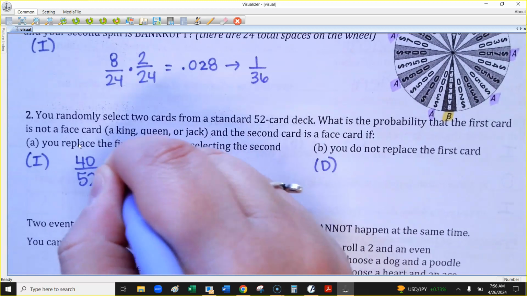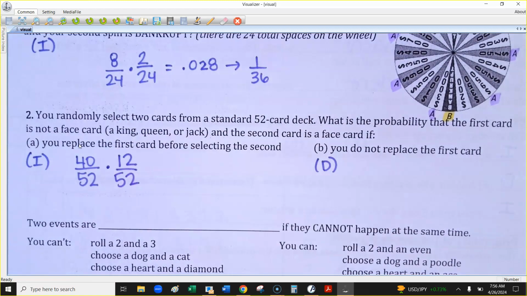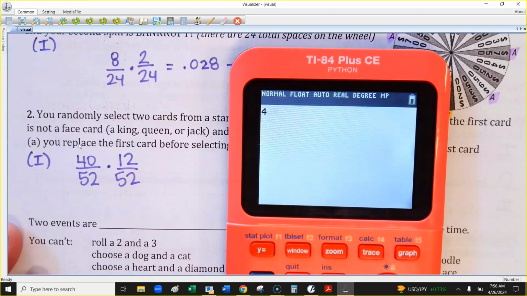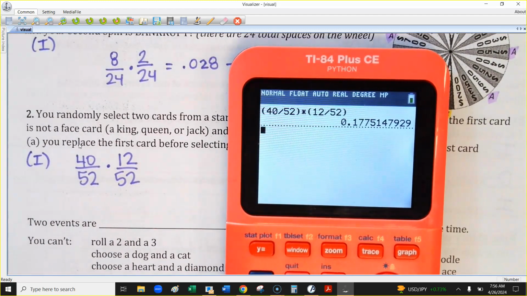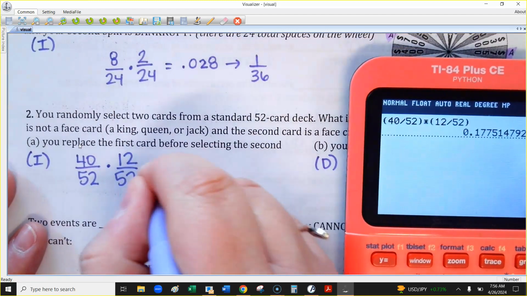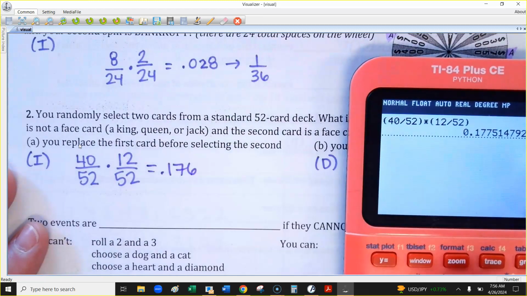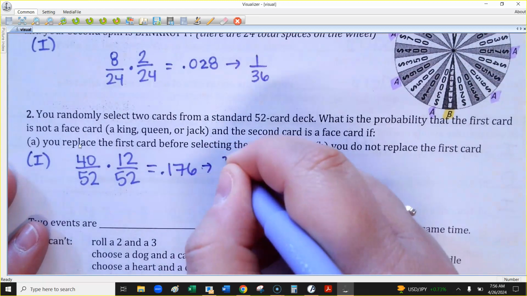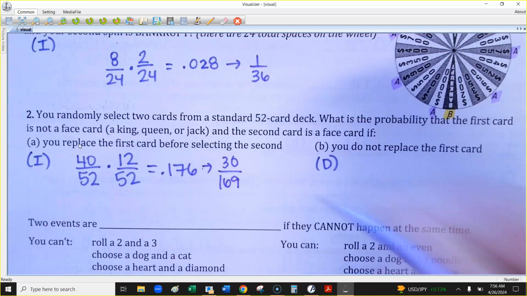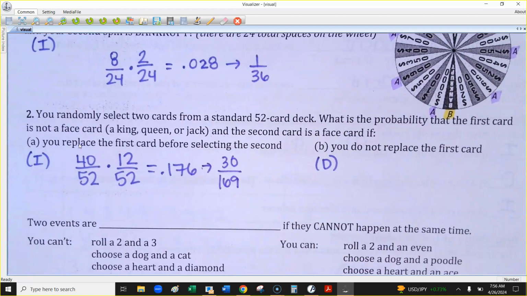And it would still be 52, because whatever card you draw first, you're going to put it back. So the bottom number should be the same if you have independent events. So we have 40 out of 52, multiply that by 12 out of 52. And so let's go 0.176 to 3 decimal places. As a fraction, that is 30 over 169. So a little bit more than 17% chance that that would happen.